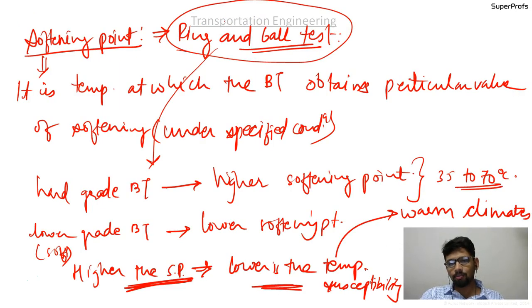Guys, in this test it is important to understand that the ring and ball test is used for the softening point, and you should know these relationships, that the higher the softening point, the lower the temperature susceptibility. So the harder the grade of bitumen, the higher the softening point. You should have a feeling of how the bitumen is going to behave at what temperature, what grade of bitumen is going to behave in what way. You should have an idea about this, and such kind of questions are asked in exams.